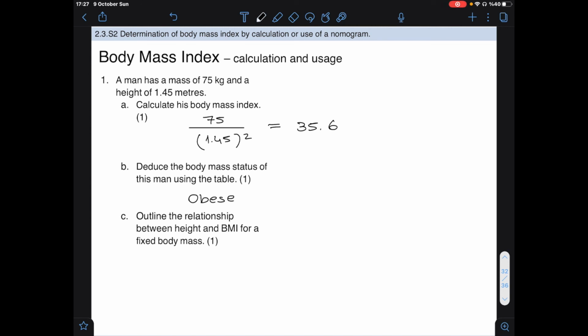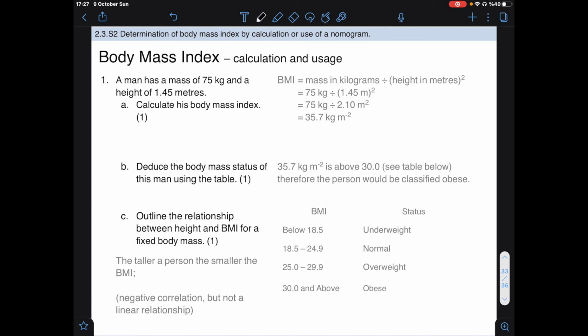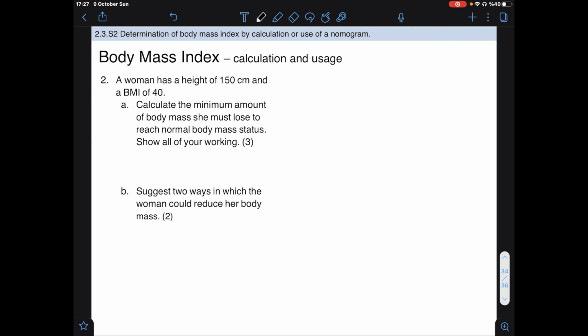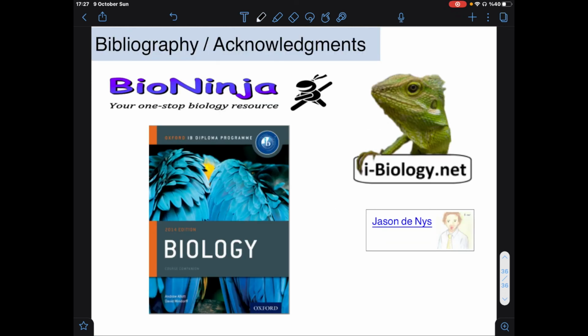And what can we say about the relationship between height and BMI? As height increases, BMI decreases, because as the denominator increases, the overall result will decrease. You can solve these questions in your own time, and here are the answers.